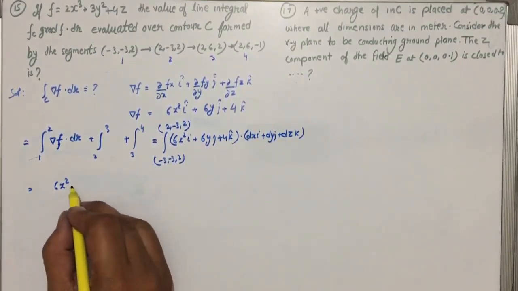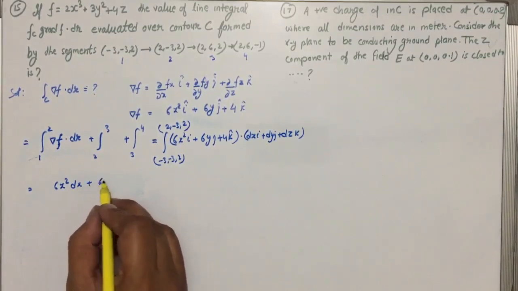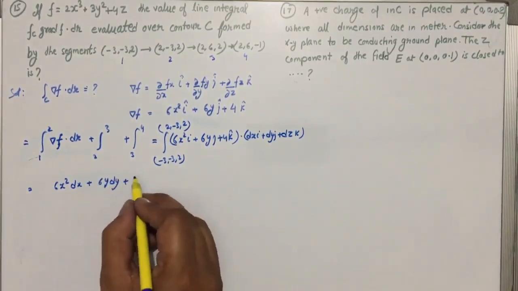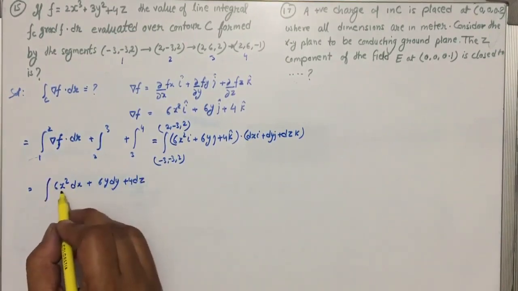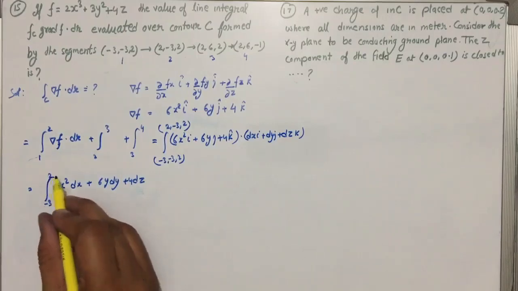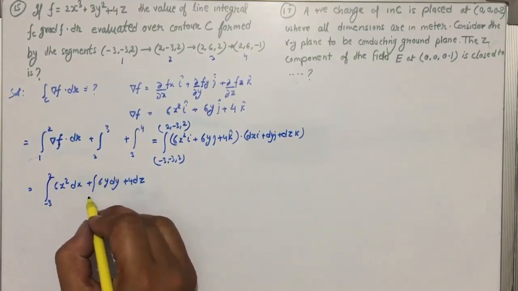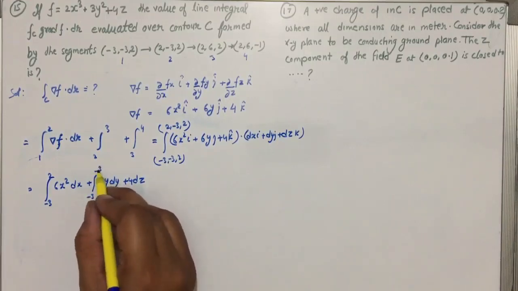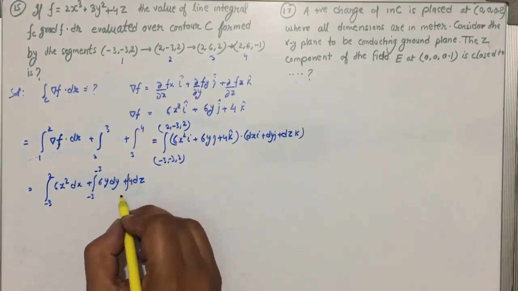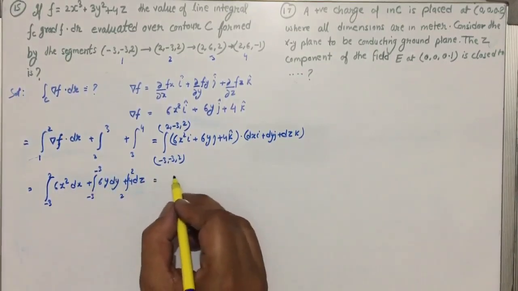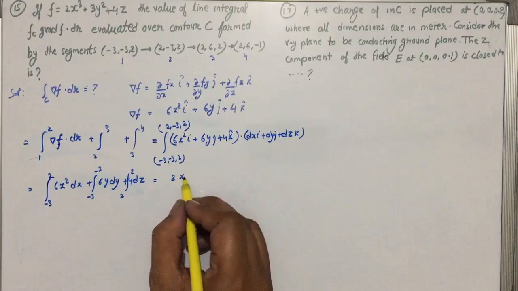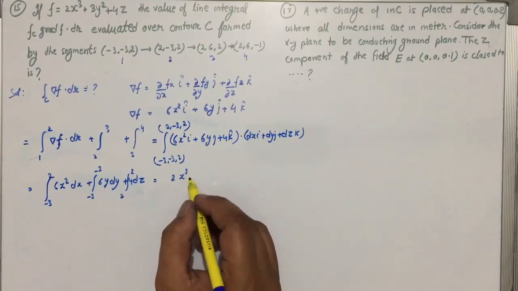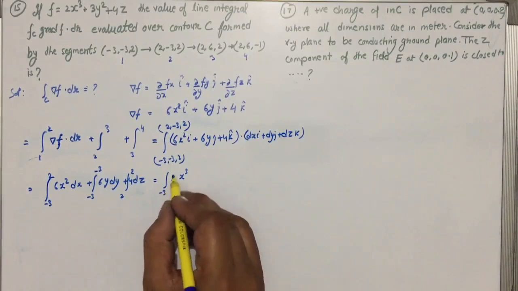So we get 6x square dx plus 6y dy plus 4 dz, but the variation in x is from minus 3 to 2, and there is no change in y and no change in z. So it will be 0 for those terms, and only this term will be there. So we get 6x cube by 3, which is 2x cube, from minus 3 to 2.